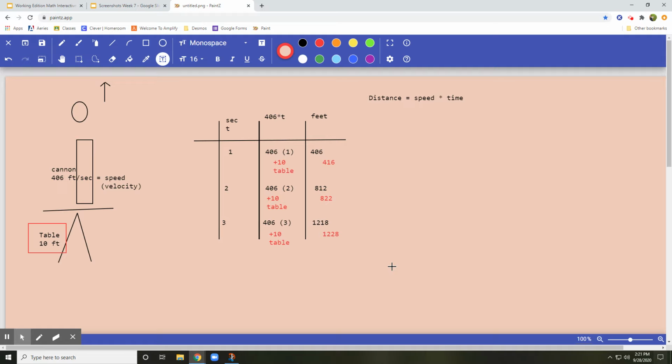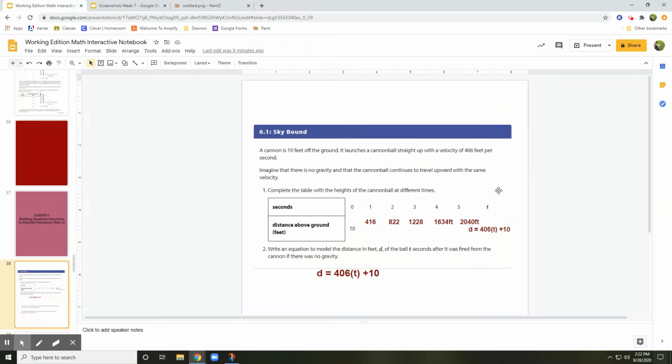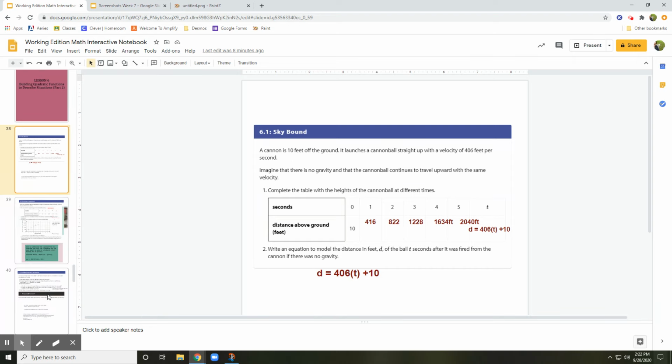So these numbers right here, these are our expected. This is how we would expect to get this answer. So when we went back to our notebook, we put all these answers in and calculated our expected equation. And this was our expected equation. I think that's self-explanatory. The 406 is the velocity, multiplying it by time, and then we're adding a constant of the 10 feet that it's sitting off the ground.